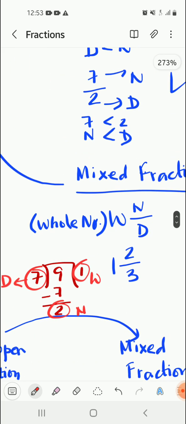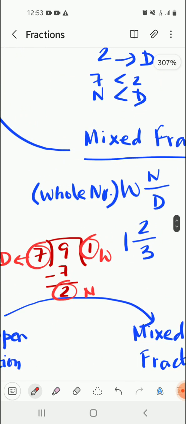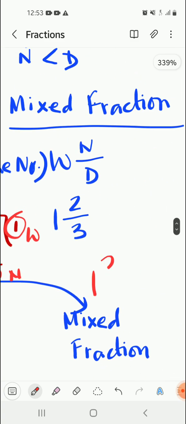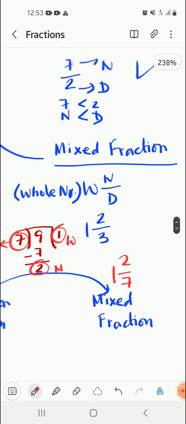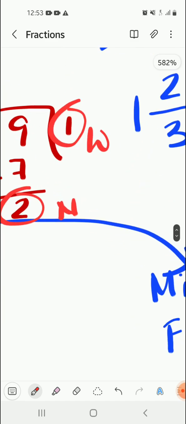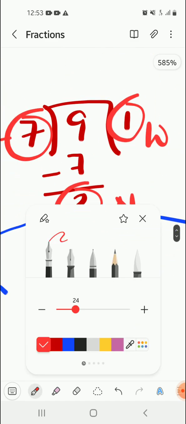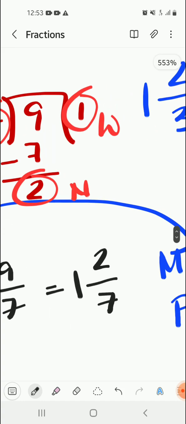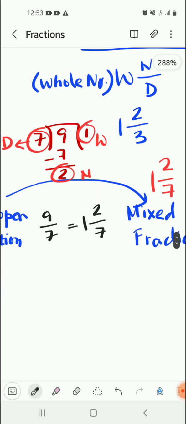Now we are going to represent it properly. So here my whole number is 1, numerator is 2, and denominator is 7. So the mixed fraction is 1 and 2 by 7. So we can say that 9 by 7 and 1 and 2 by 7 are the same thing. So we will write it this way: 9 by 7 is actually equal to 1 and 2 by 7. Both mean the same thing, just their representation is different.